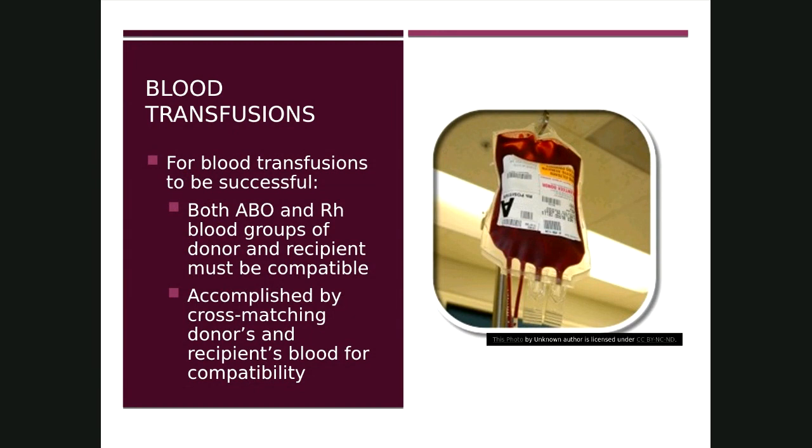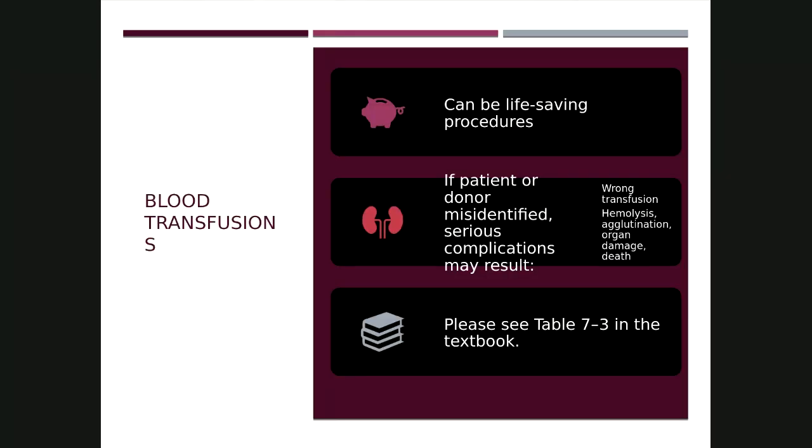For blood transfusions to be successful, both the ABO and Rh blood groups of the donor and recipient must be compatible, and this is accomplished by cross-matching donors' and recipients' blood for compatibility. Blood transfusions can be life-saving procedures. If a patient or donor is misidentified, serious complications may result: transfusion reaction, hemolysis, agglutination, organ damage, or death. Please see Table 7.3 in your textbook.